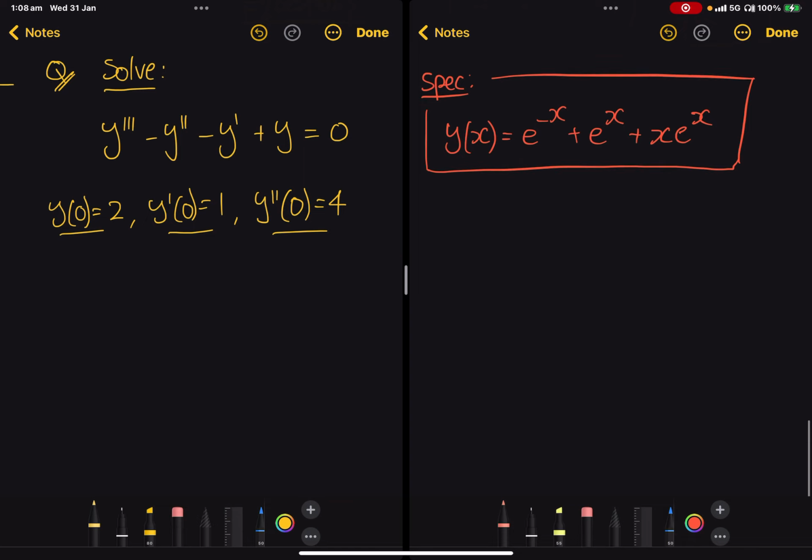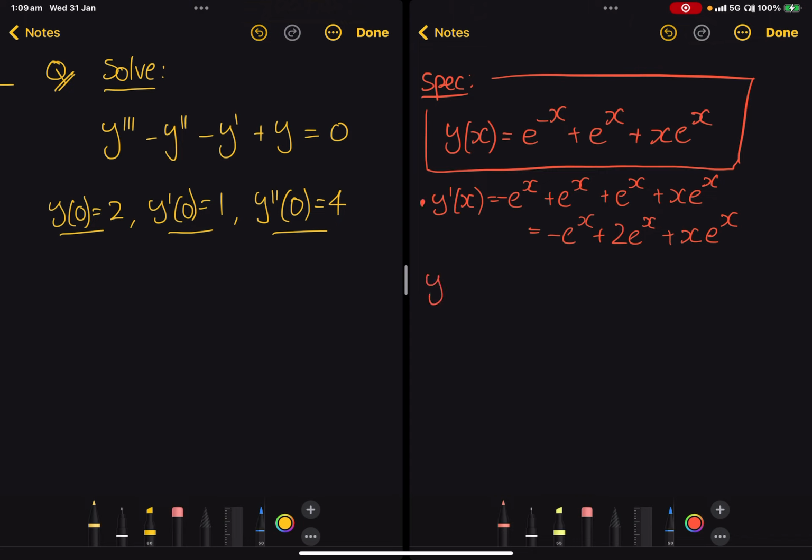So we're going to do y prime of x is equal to minus e to the minus x plus e to the x plus x times e to the x. For x times e to the x, with the product rule, the derivative of x is 1 times e to the x, that's e to the x, and the derivative of e to the x is e to the x plus x e to the x. So we could simplify this as minus e to the minus x plus 2e to the x plus x times e to the x.